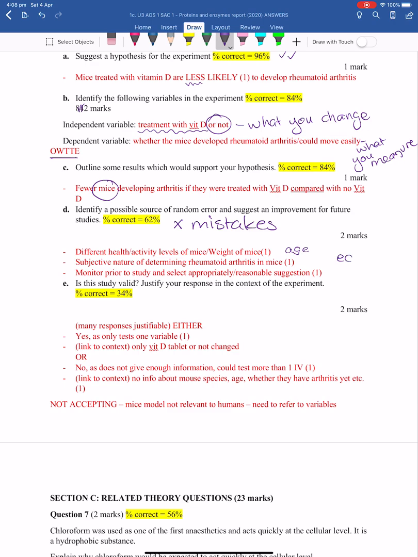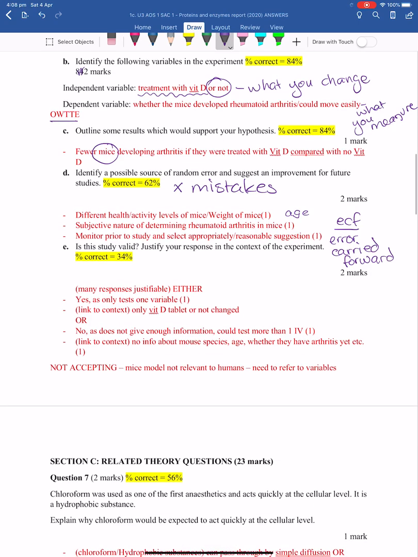If you see this symbol, this ECF, that means error carried forward. So if you didn't give me a very good, or I didn't think the random error was very good, but you gave me a reasonable suggestion for how to improve that, you wouldn't get the mark for identifying the error, but you would get the mark for suggesting the improvement.